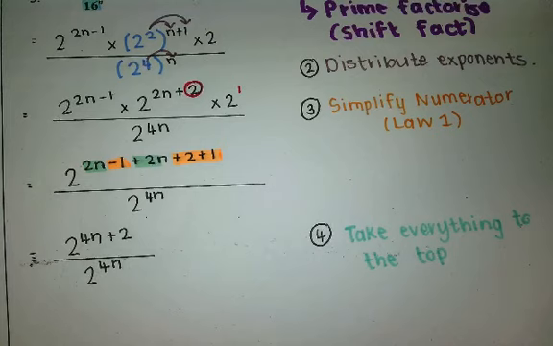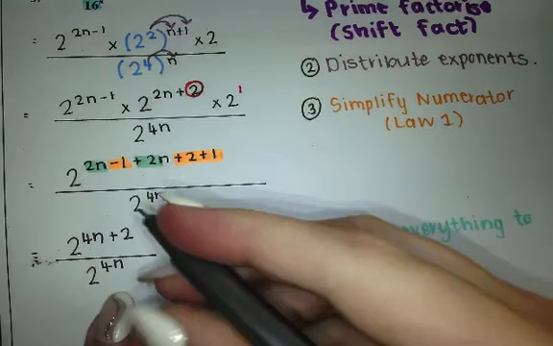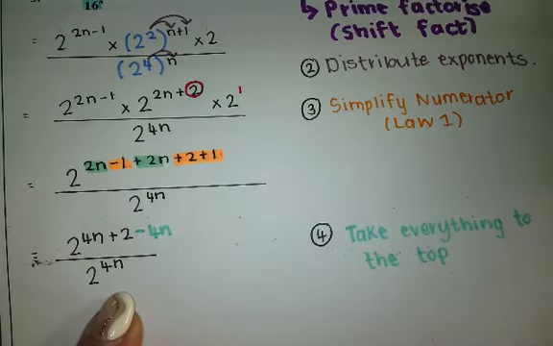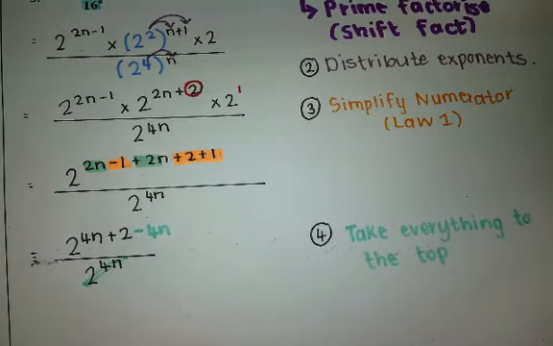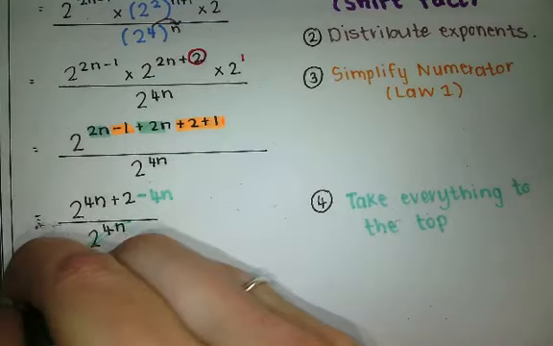Okay. And when you take everything to the top, remember we're switching its position in the fraction, which means the exponent's value changes. So when we take this 4n up, it becomes a negative, minus 4n. Are you with me? Then this 2 to the power of 4n is gone because we've taken it up. Understand?